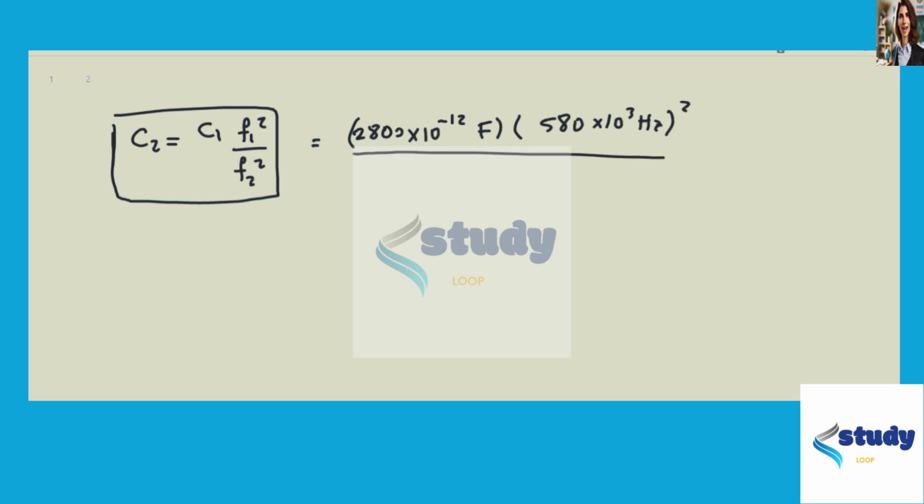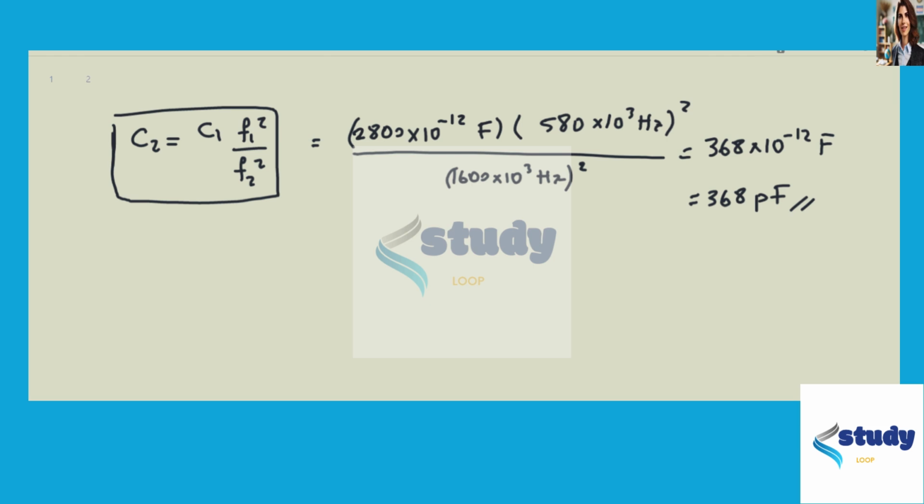Then C1 was 2800 times 10 to the power negative 12 farads, right? And then F1 is 580 times 10 to the power 3 hertz, but we're going to take the square, divided by 1600 times 10 to the power 3 hertz squared. Then from here we find the second capacitance to be 368 times 10 to the power negative 12 farads. Well, this corresponds to 360 picofarads, right?